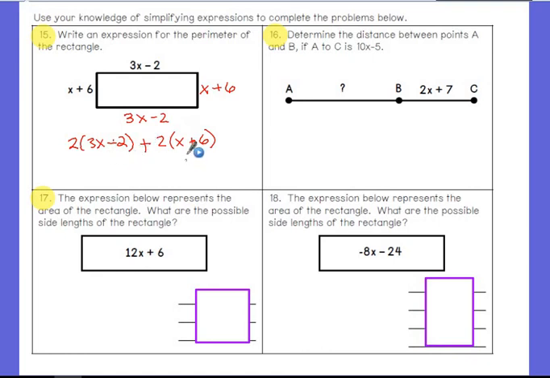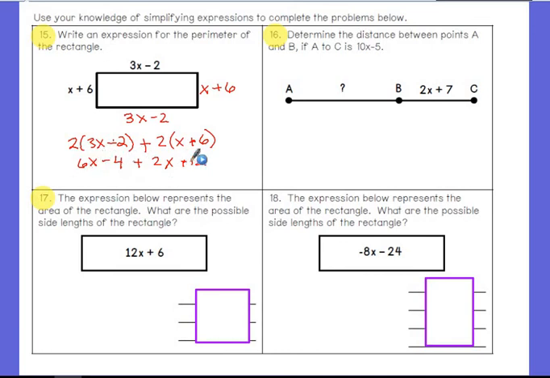I could simplify this expression because anytime you have the distributive property you can simplify. I can do 2 times 3x gives me 6x. 2 times a negative 2 gives me a negative 4. Bring down my plus. 2 times x gives me 2x. And 2 times a positive 6 gives me a positive 12.